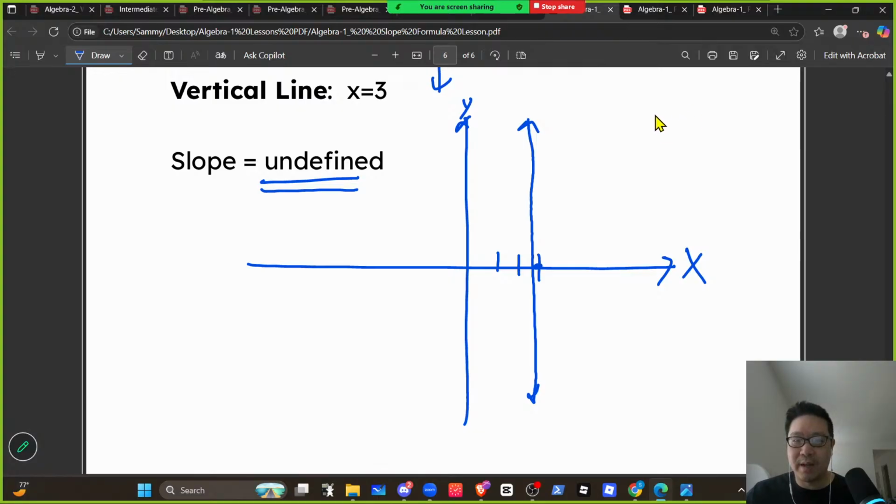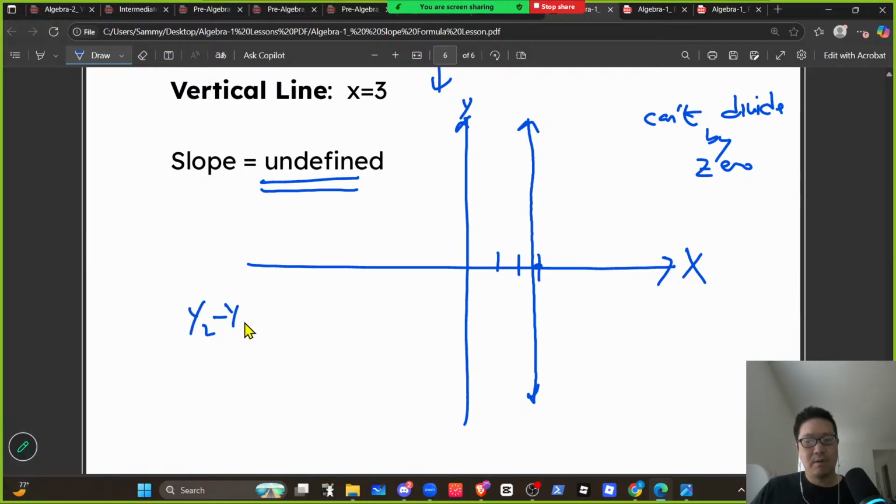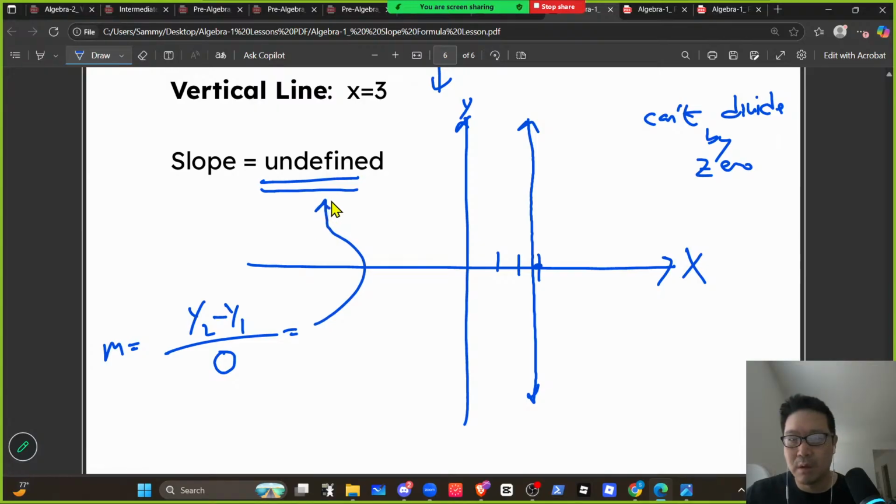Remember, you can't divide by zero. This vertical line changes up and down, but there's no change in x. So you can pick any 2 points, but the denominator will end up becoming zero. That's why it's undefined. Okay, so that's it for today.